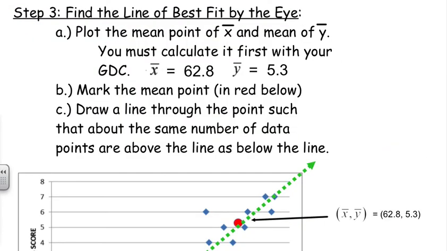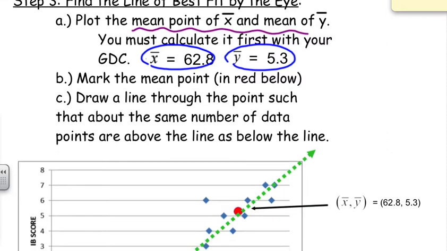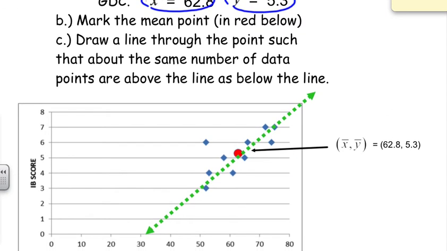All right, step 3. To find the line of best fit by eye, what you need to do is plot the mean point. So here is that mean. Just lost my smartboard here. The mean again from the previous slide, you don't need to write that down again, it's right there. We're going to mark that mean point in red. So here it is. Over 62.8, up 5.3, so this is approximate.